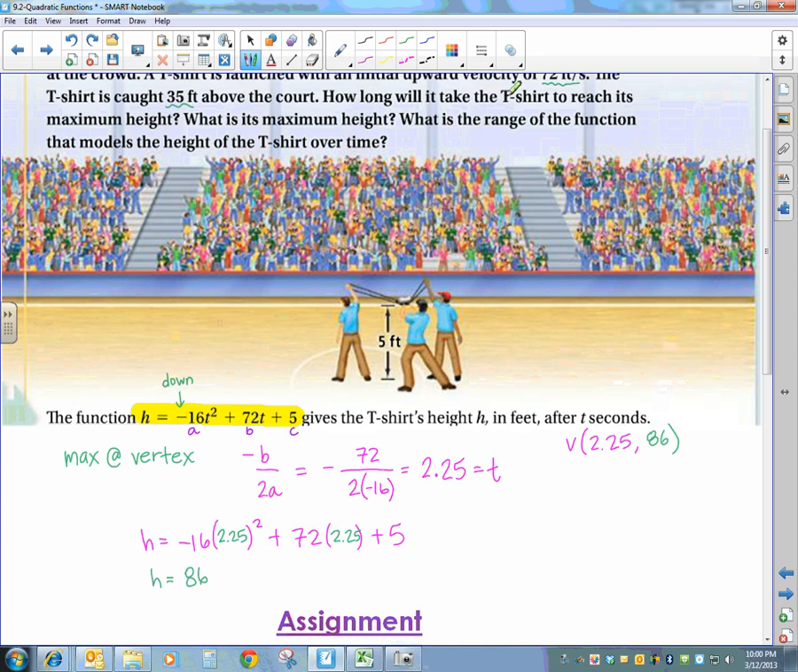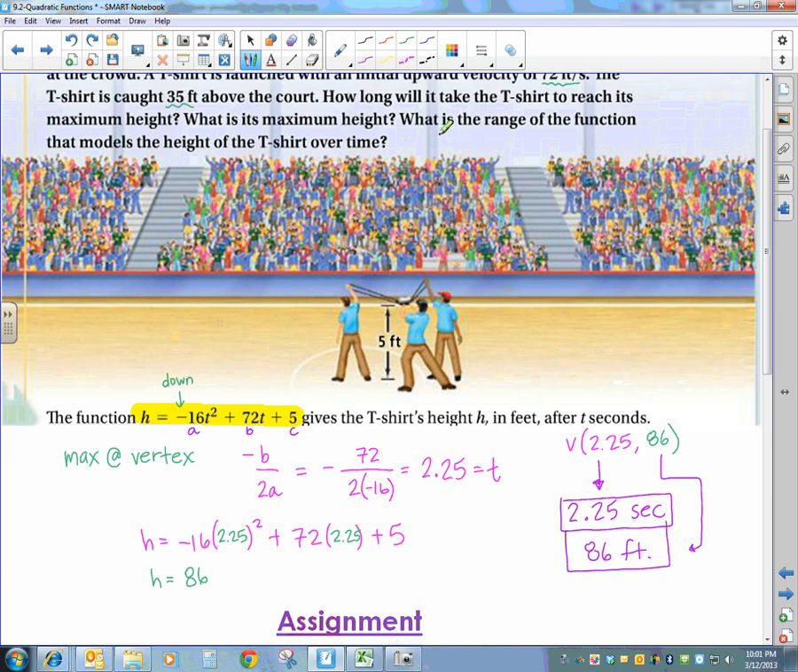Now, how long will it take the t-shirt to reach its maximum? How long means they're asking me for time. Okay? And remember, this was the t, so that's my time. So to answer that question, it is 2.25 seconds. That answers the first question. What is the maximum height? This is my maximum. So I get to answer 86 feet.